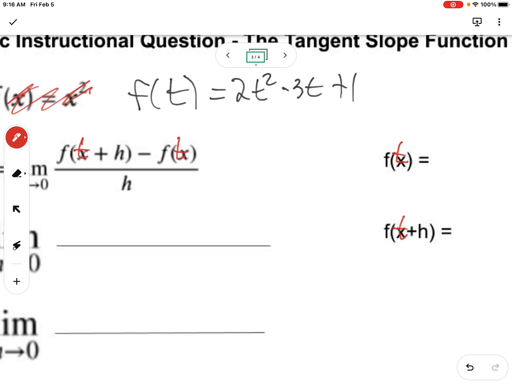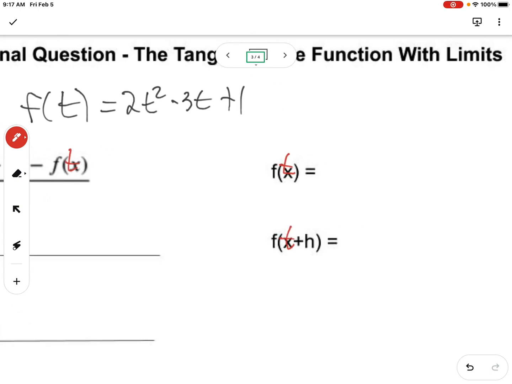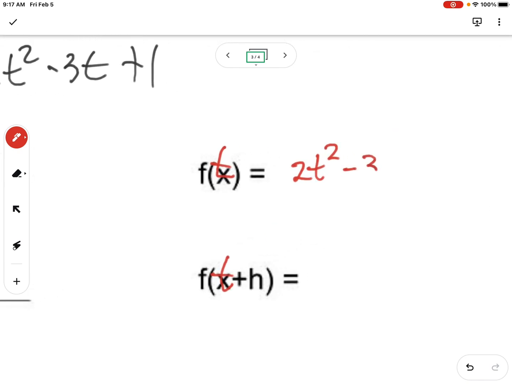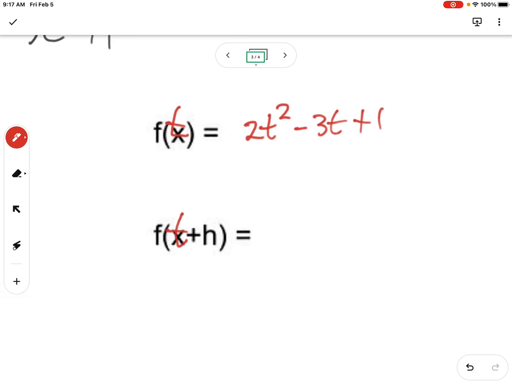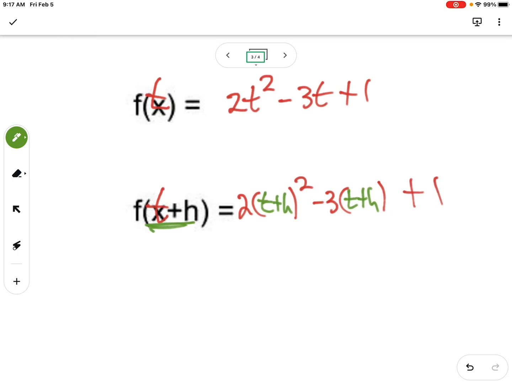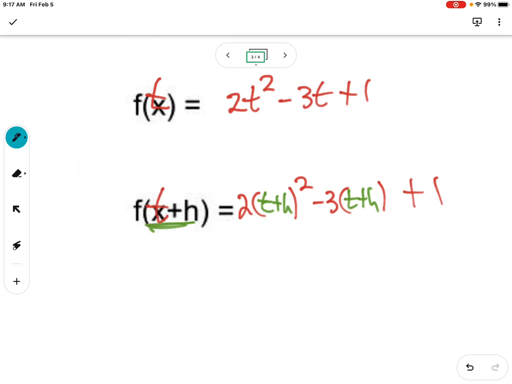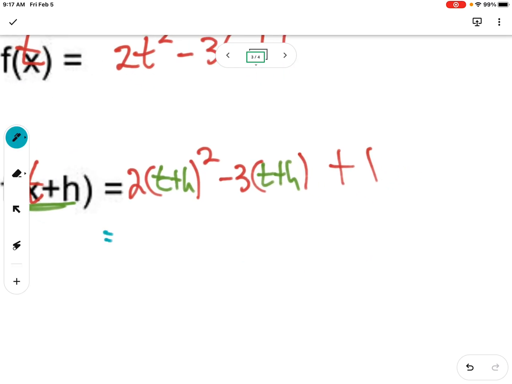So here we go. The first thing I'm going to do is write down my original function, in this case f at t, 2t squared minus 3t plus 1. Now, everywhere where I saw a t before, I have to replace with t plus h, or normally it would be x plus h. So I'm replacing that with what I see here. So t plus h, t plus h. Okay, I'm replacing that. Now I need to simplify again. And this does require some reasonable simplification.